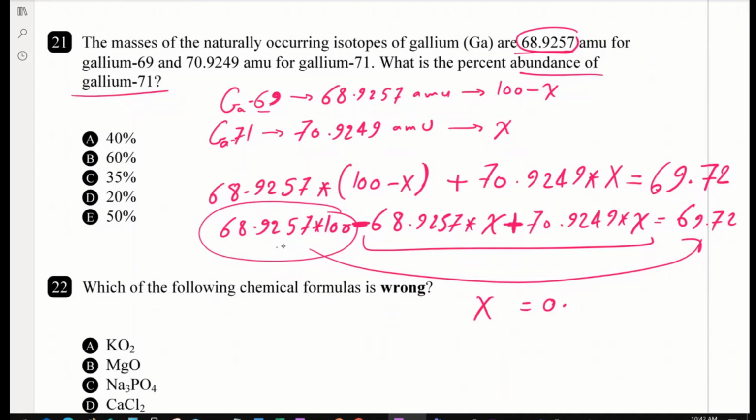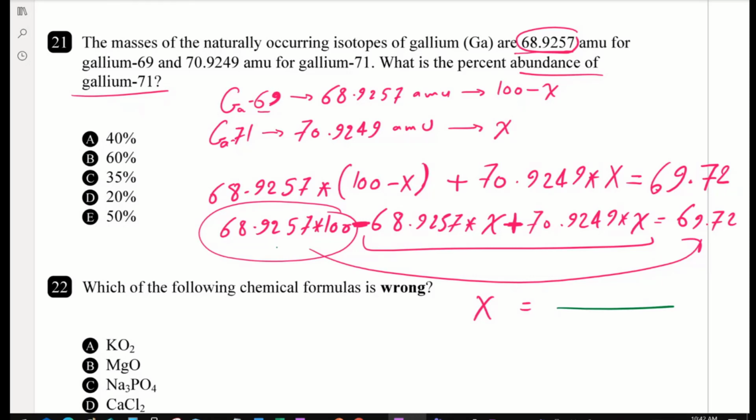You will take this number to the other side, it will be negative. You will subtract it from the 69.7. Should I do it myself or what? Just do it in the picture. Let me do it.